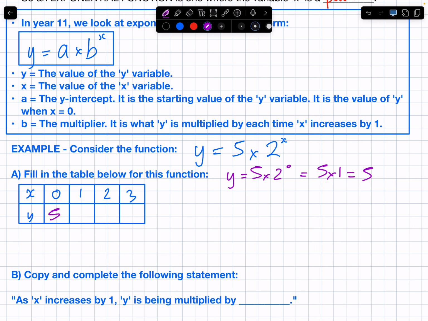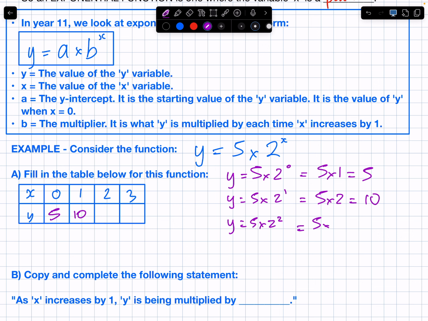Do the same thing for 1. Y is equal to 5 times by 2 to the power of 1. What is anything to the power of 1? Itself. So it's going to be 5 times by 2. So the next one is going to be 10. Y is equal to 5 times by 2 squared.